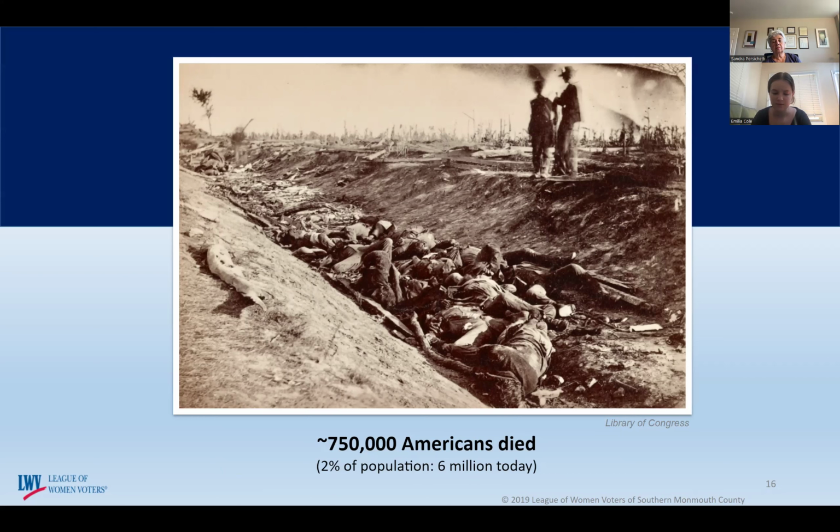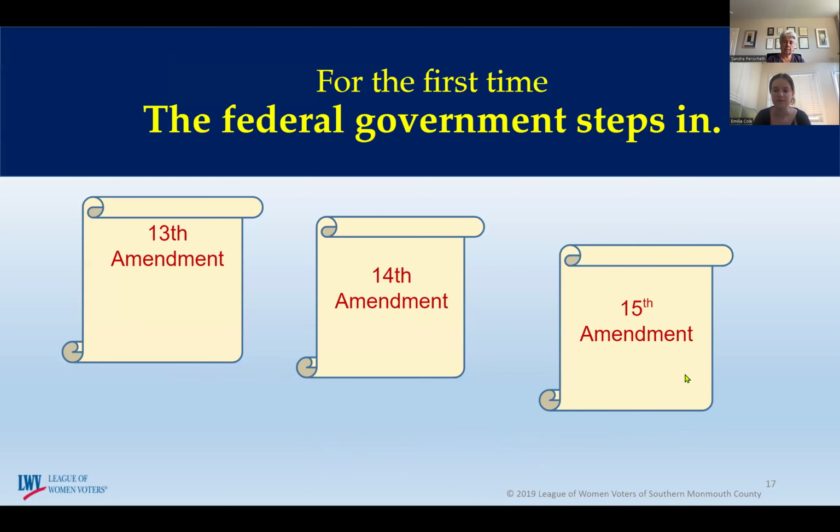Now think about it. We had just over 1.1 million people die from COVID, and we know how difficult that was for our country. In the Civil War, 1 out of every 4 soldiers who went to war did not come home, and many others died because they were prisoners of war or because of their injuries. So for the very first time, this federal government is going to step in.